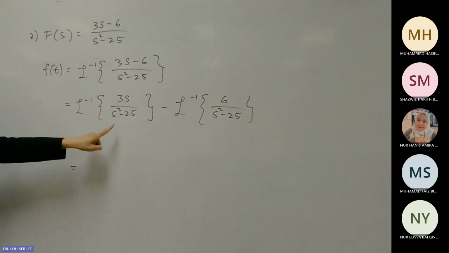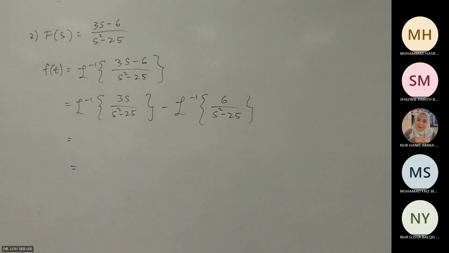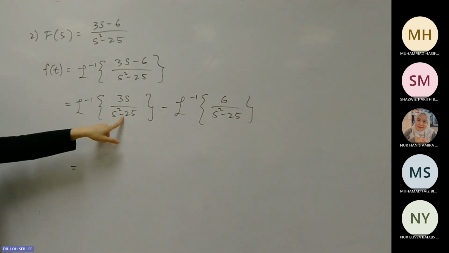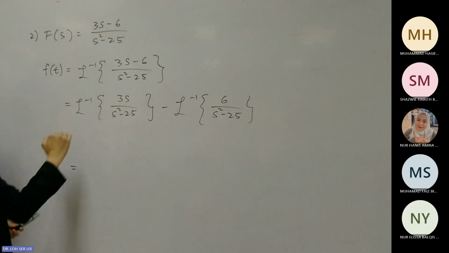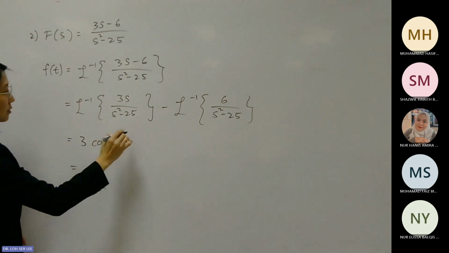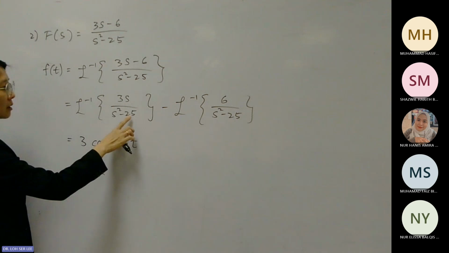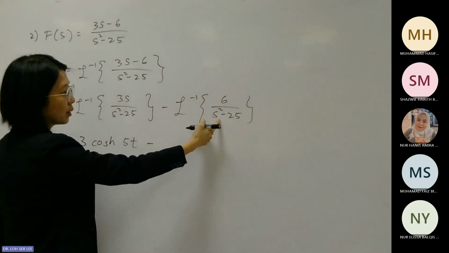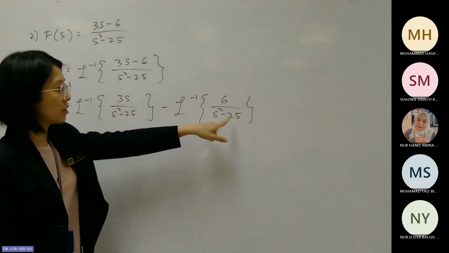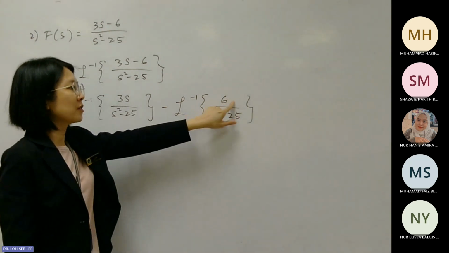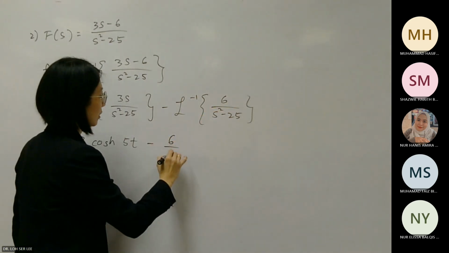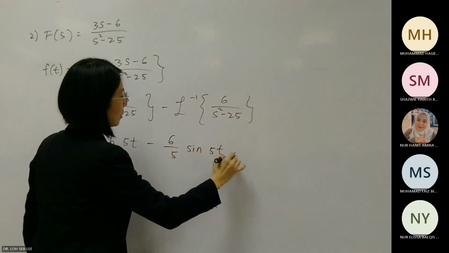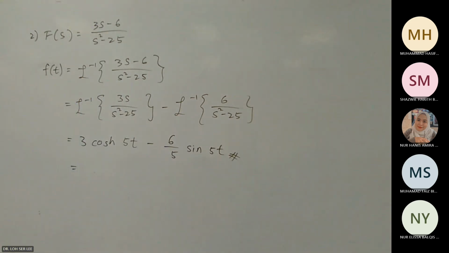Okay, so what is this? Hypercos. So hypercos, take out the 3, hypercos 5t. Your a is 5. Minus, this is also hyper, but hyper sine. Hyper sine, so your a is 5. So we don't want 6, we want 5. Take out the 6, insert the 5, then divide the 5 outside.